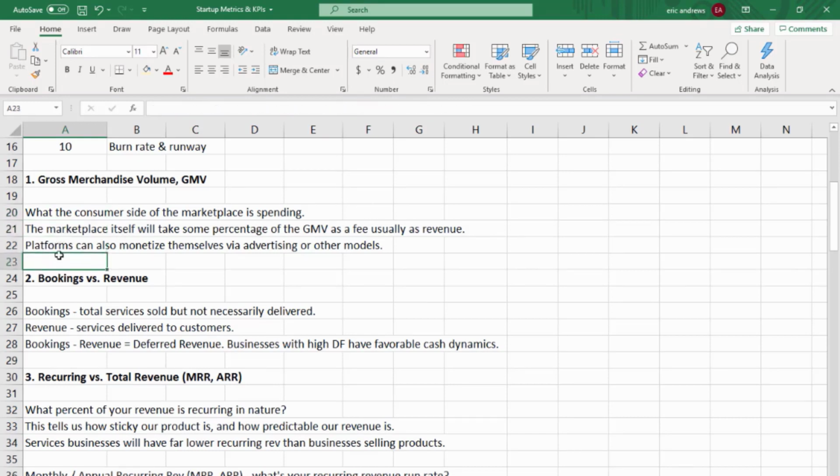And marketplaces can monetize themselves, and it's not always as a fee. Sometimes it's advertising. Sometimes it's other models, affiliate, partnerships, different things. So that's why you want to see the GMV, because sometimes comparing the revenue between different marketplaces doesn't totally help you to understand which one is bigger.